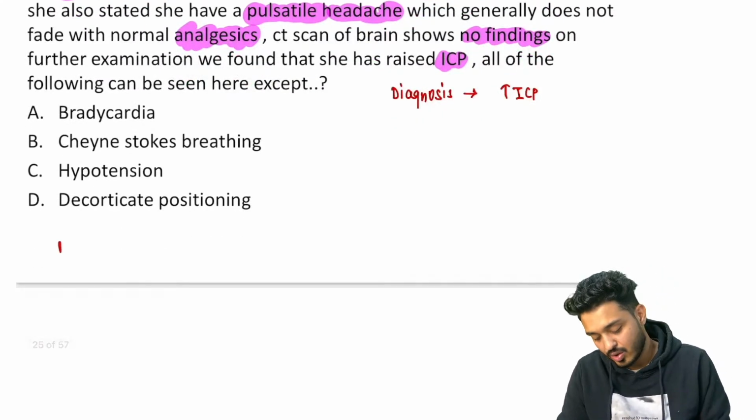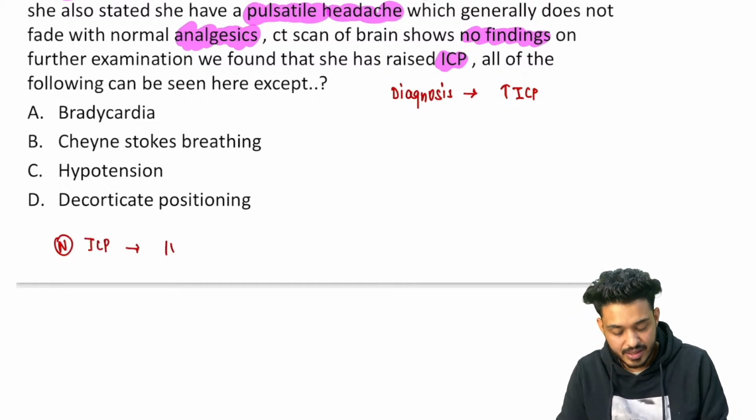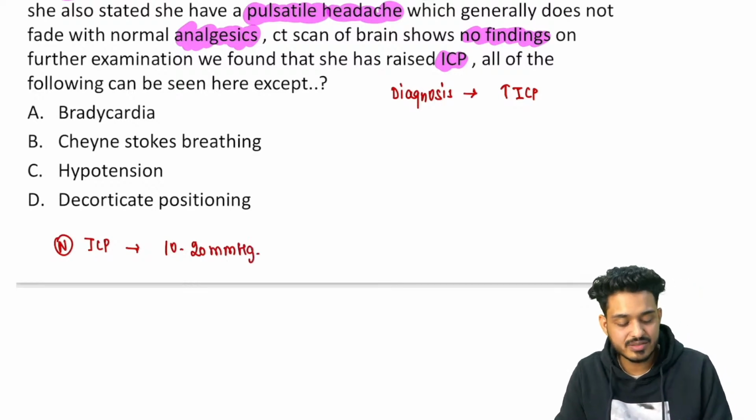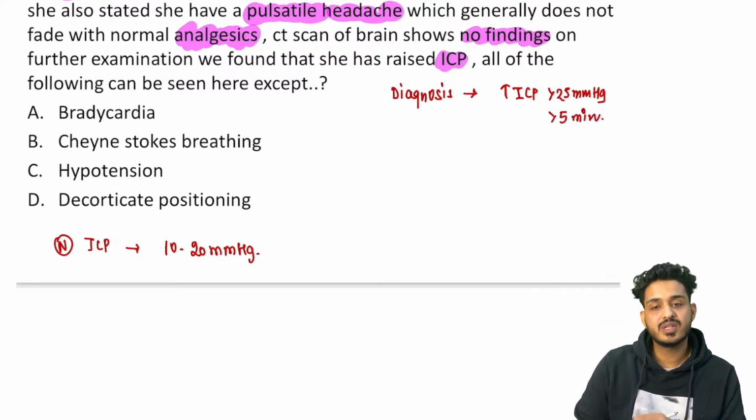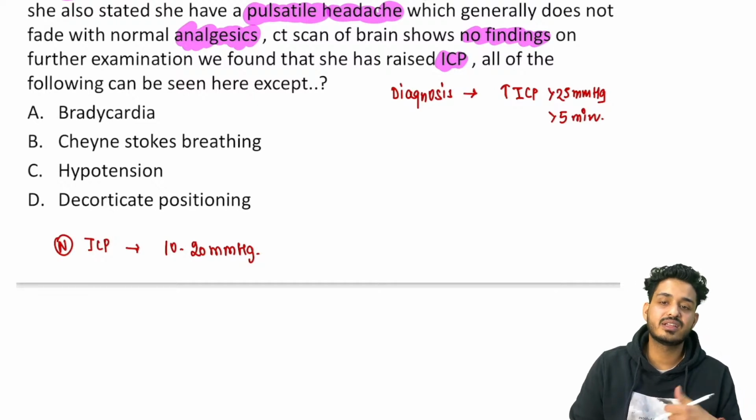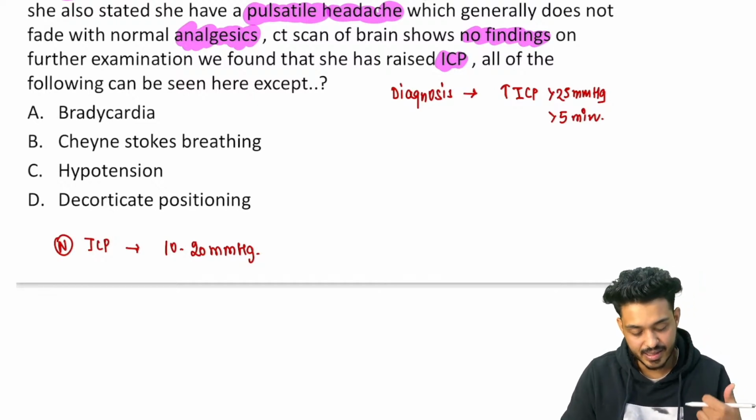Tell me, what is the normal intracranial pressure? Normal will be 10 to 20 mm of Hg. When do we call it raised? When it is more than 25 mm of Hg. According to the book, and it will be for more than 5 minutes, right? If it is more than 25 mm Hg for 5 minutes, that is known as raised intracranial pressure.